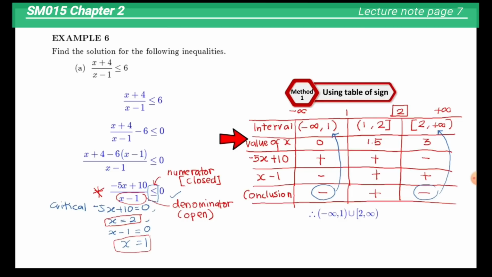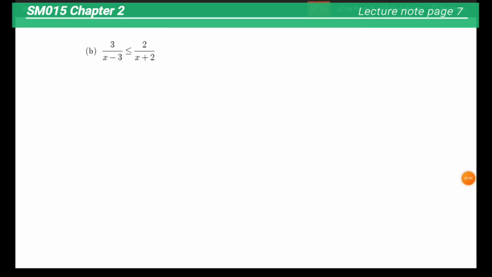So let's check out another example. Say, for example B, we have 3 over x minus 3 less than or equal to 2 over x plus 2. For the rational inequalities, please remember that we need to make sure that there is only a single rational expression on the left side of the inequality and 0 on the right side, so that we can solve by using any method, which is either the table of sign or the slant method. Now for this example, I want to show you how to use the slant method to solve the rational inequalities.